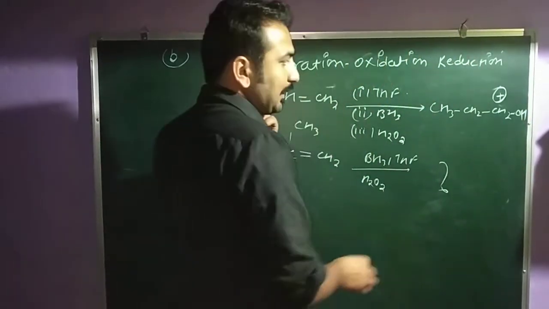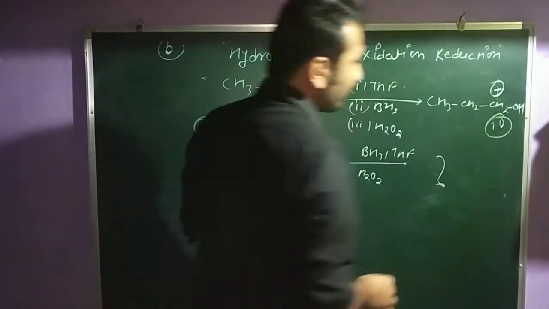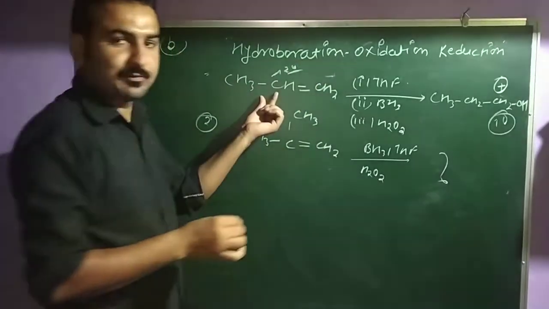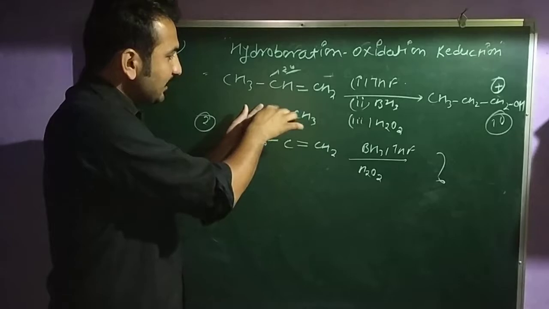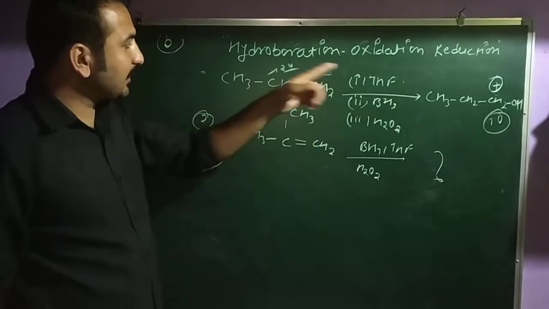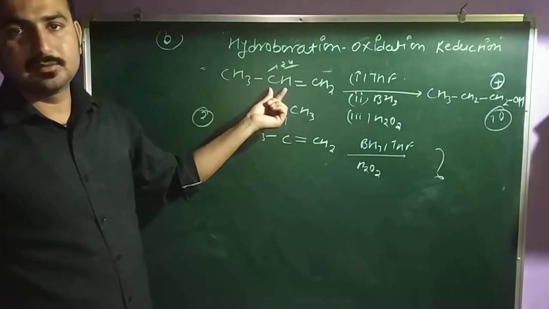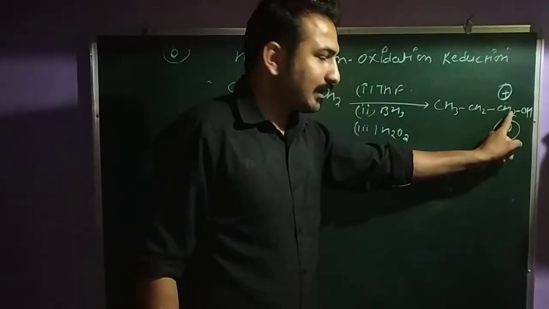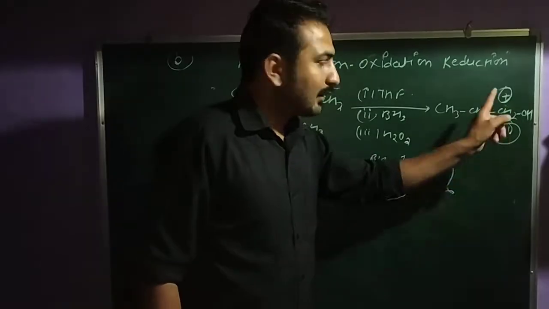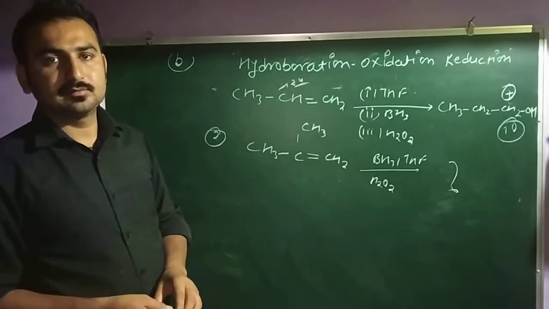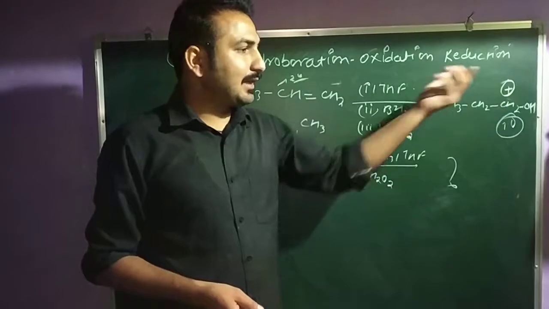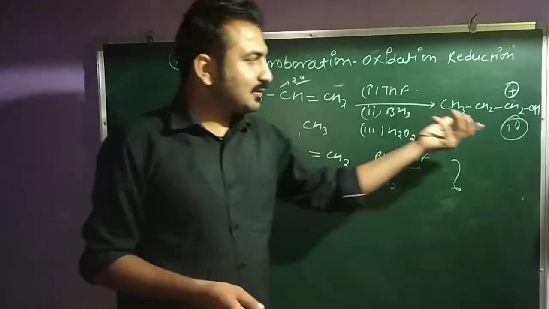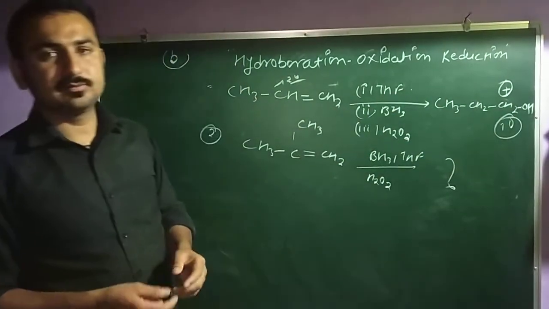The plus means this is a 1 degree carbocation, and obviously we'll see here this is the second degree carbocation. If your OH group is attached here, that means this OH group is attached to the second degree carbocation. But here we are seeing that the OH is attached to this CH2, that means only 1 degree carbocation. So 1 degree carbocation is less stable than second degree. That means this is going under the anti-Markovnikov rule.